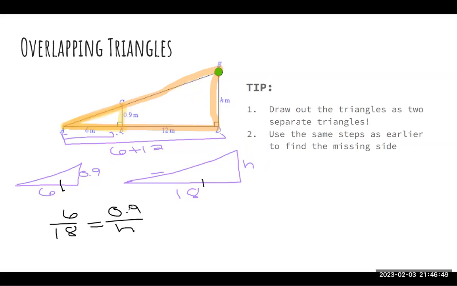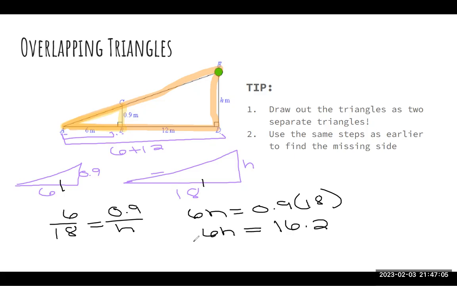We are going to go ahead and cross multiply. So we're going to do 6h is equal to 0.9 times 18. Well, 0.9 times 18 gives us 16.2. So 6h is equal to 16.2. Divide both sides by 6. The 6's cancel. 16.2 divided by 6 is going to give us 2.7 meters.